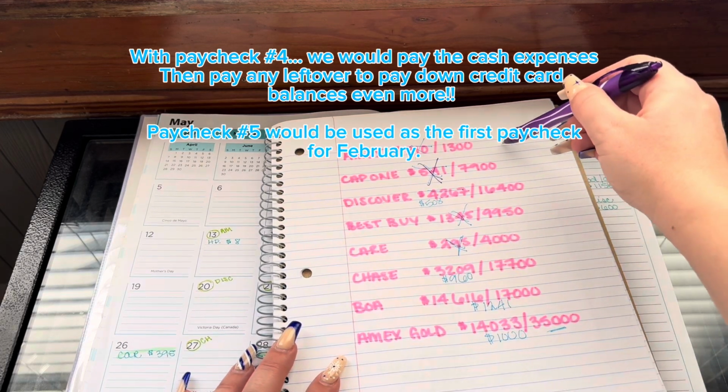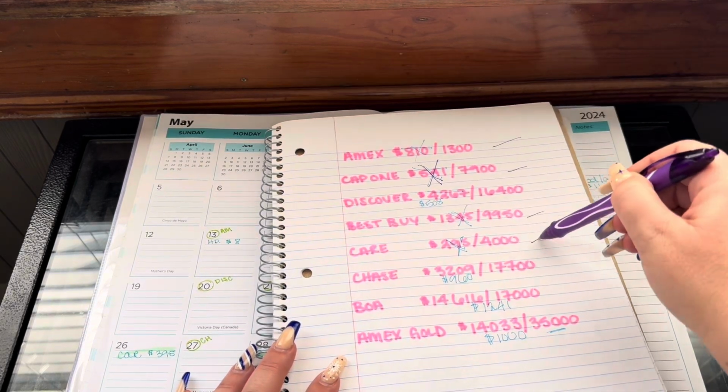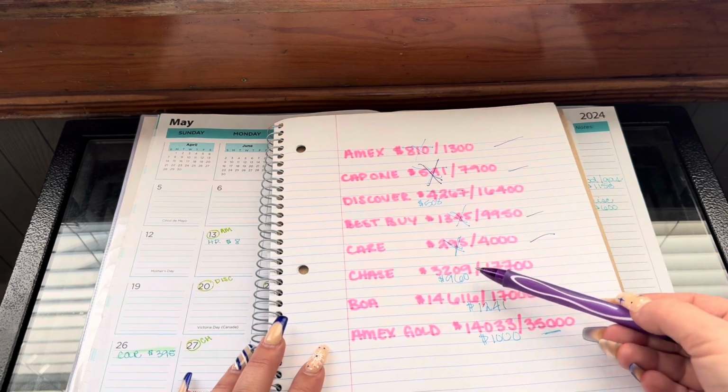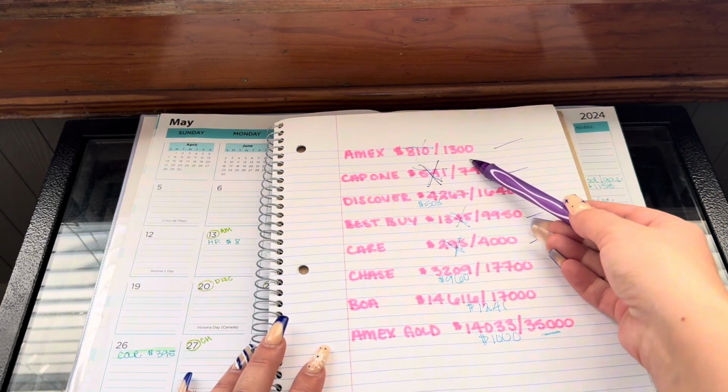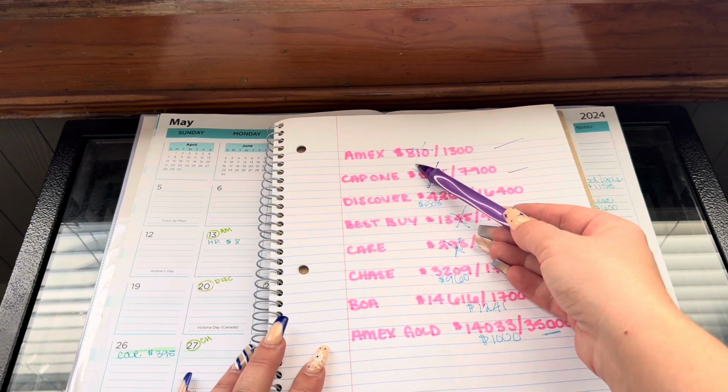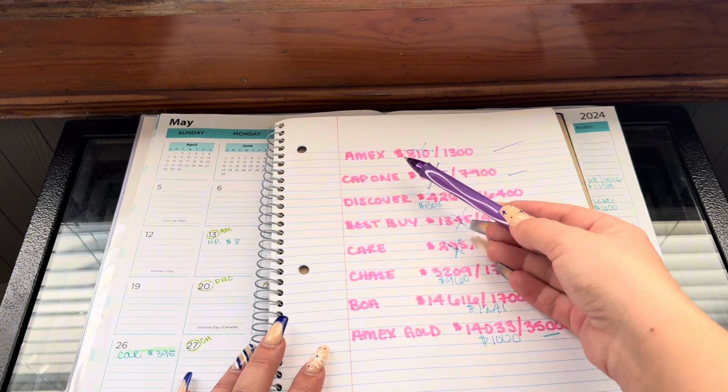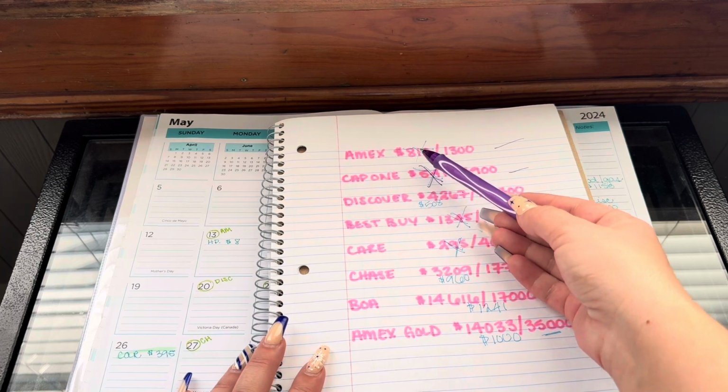So in just 1 month, we should have paid off 1, 2, 3, 4 credit cards. And then the balances on the other ones should have gotten quite a bit lower. Now the thing is, the balances are going to fluctuate. Even though we paid off this $810, remember we were going to put $447 back onto that card.